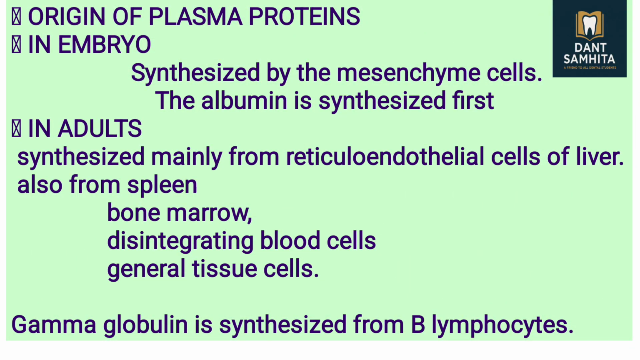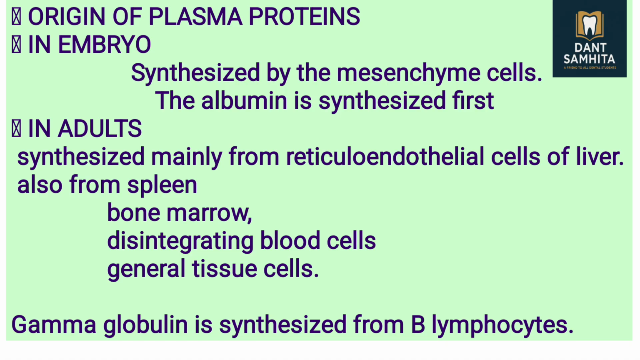Now, we come to the next very important topic, that is the origin of plasma proteins. Where are they actually formed? In the embryo, they are synthesized by the mesenchymal cells and albumin is synthesized first. Again, these points are very, very important. This again can come in your viva and your MCQs. That is, which plasma protein is synthesized first? It is albumin, and in the embryo it is done in the mesenchymal cells.